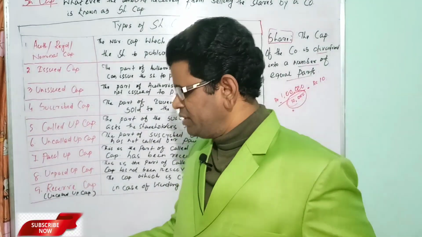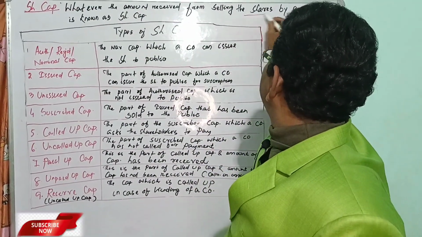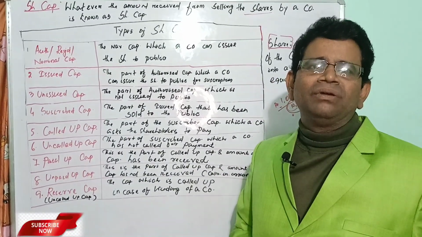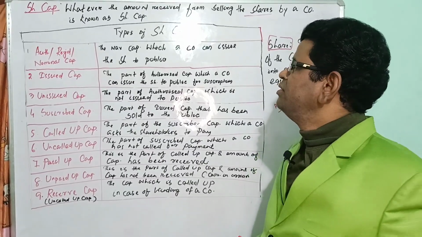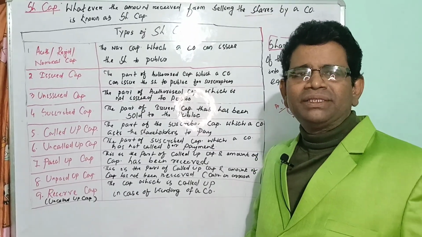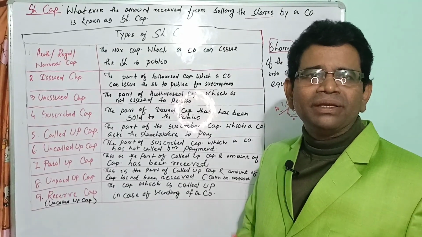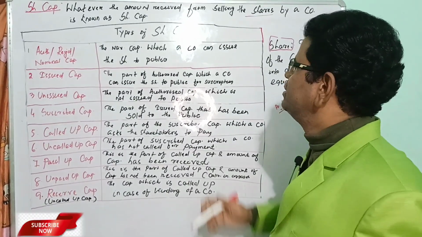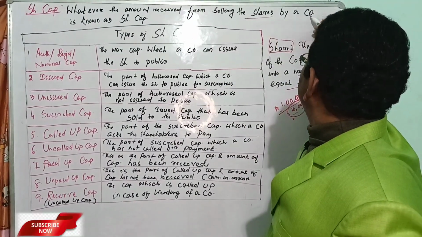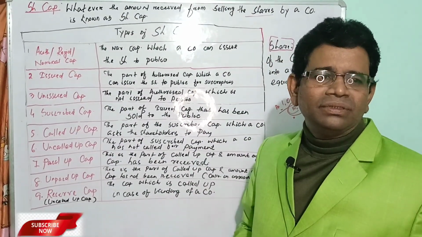Okay. So, share capital is nothing but whatever amount is received from the selling of shares. The company will need additional fund or additional capital. In this case, the company will issue shares to the general public to get the right amount of capital. Whatever amount is received from the selling of shares by a company is known as share capital. Hope, dear friends, you are clear.